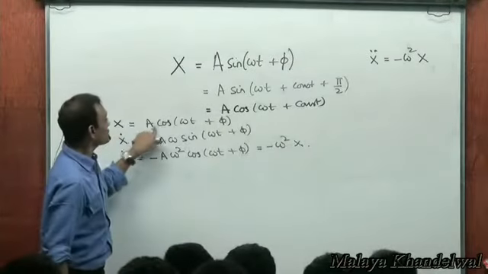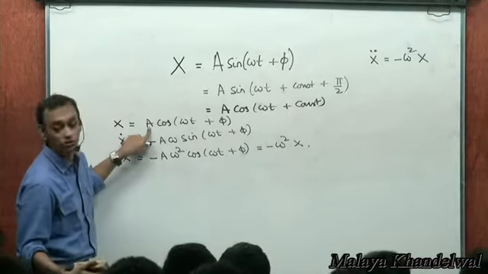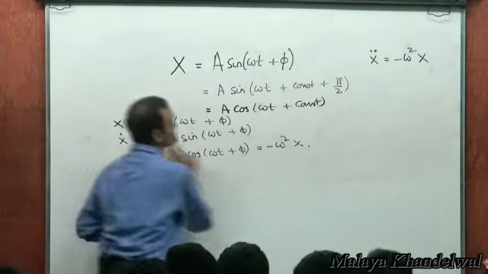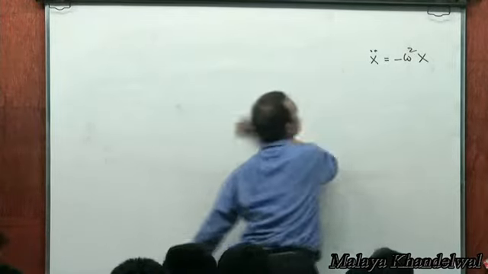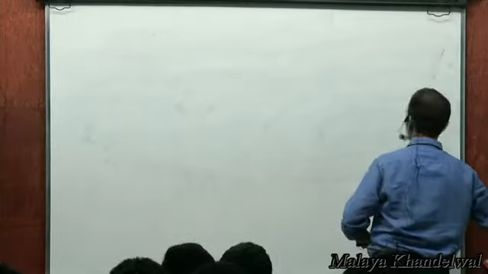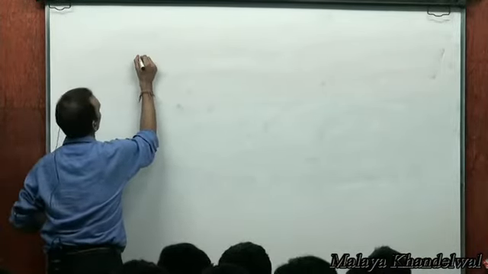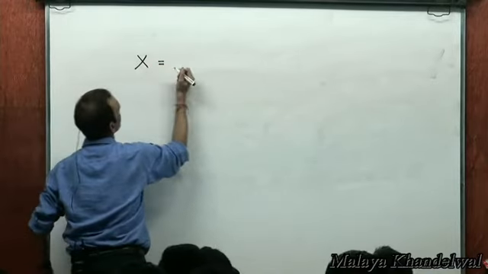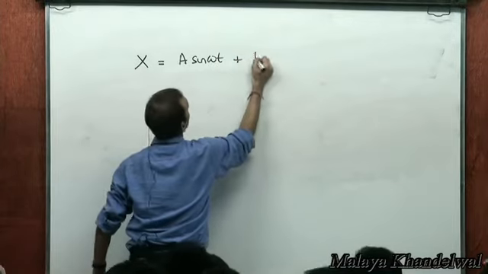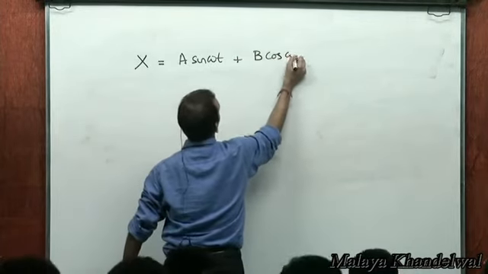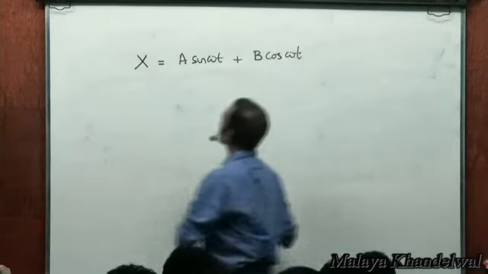So even if it was a cos(omega t plus phi), that represented simple harmonic motion of amplitude a, right? Now suppose we had the following. x is a sin omega t plus b cos omega t.